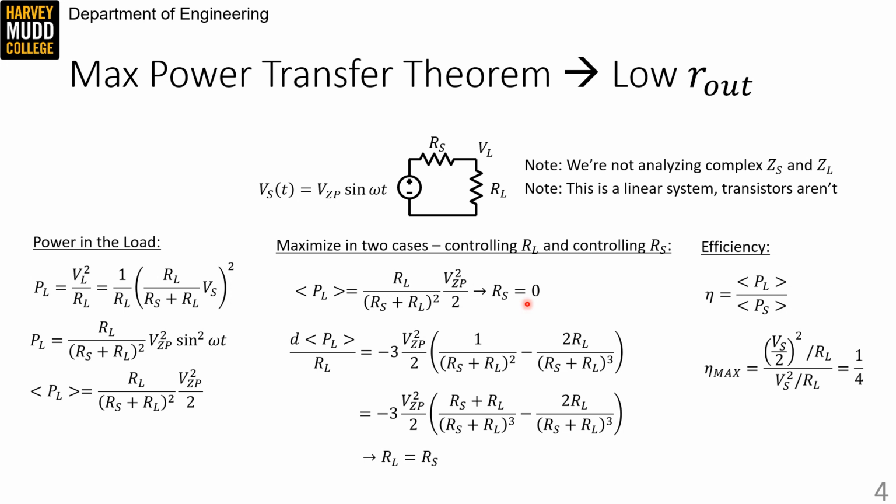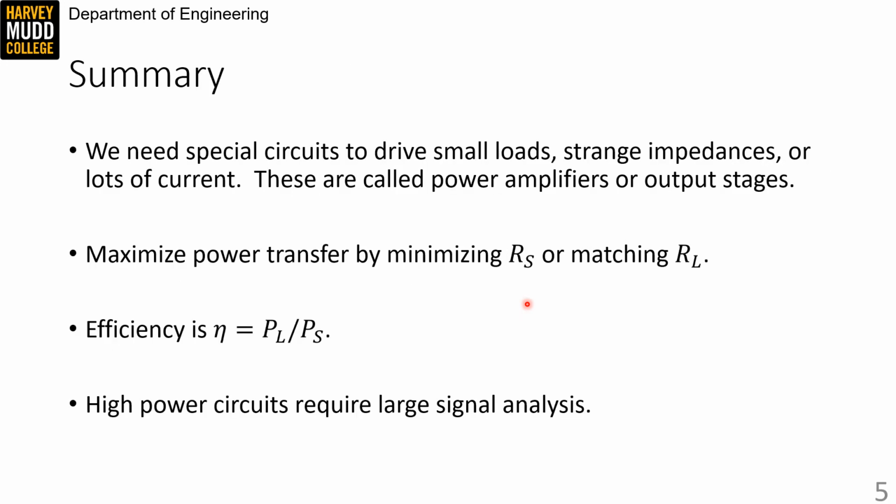So in summary, we need special circuits to drive small loads, strange impedances, or lots of current. These are called power amplifiers or output stages. We maximize power transfer from a source to a load by minimizing the source resistance or matching the load resistance to the source. Efficiency is denoted by this symbol eta, and it's the power in the load over the power in the source. And high power circuits require large signal analysis.